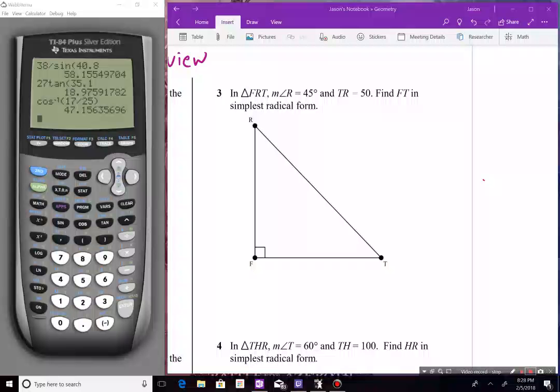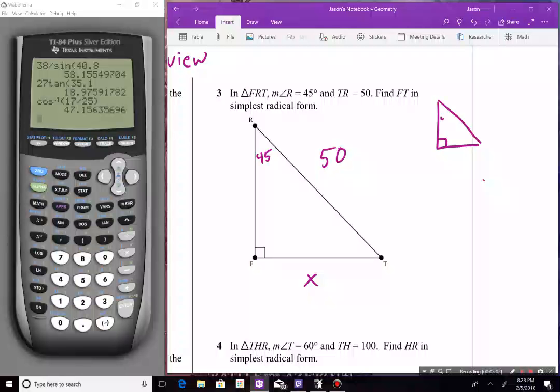Alright, starting on number 3, we now have a 45, 45, 90 triangle. It tells us R is 45 degrees, and then TR is 50. We want to find FT, so FT is down here. With this, there are two special right triangles that you have. The 45, 45, 90 is now being drawn on the screen.